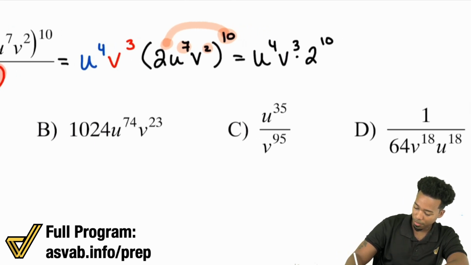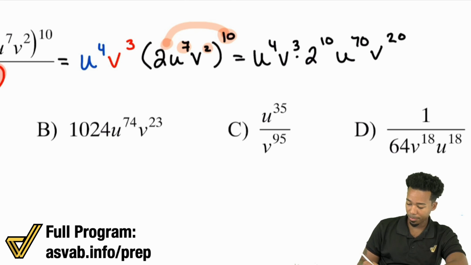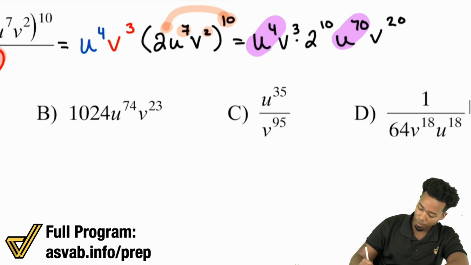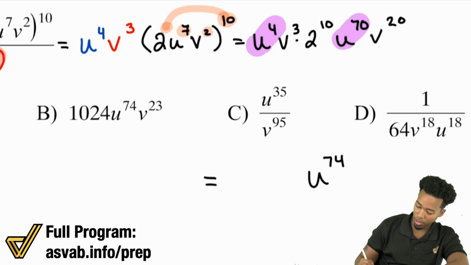And I mixed that up. I put v instead of u. So that's u to the power of 70, v to the power of 20. And there we have it. So what we're going to do is go ahead, u to the 4th times u to the 70th. That's going to end up being u to the power of 74. And then over here, v cubed times v to the 20th, that's v to the power of 23.